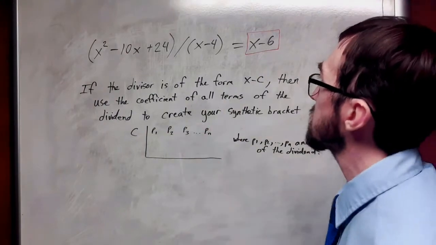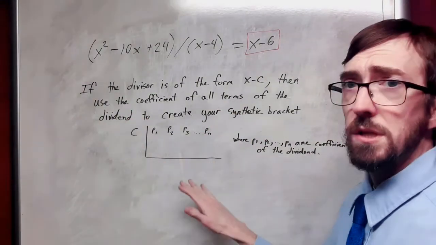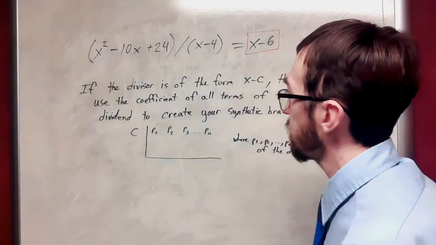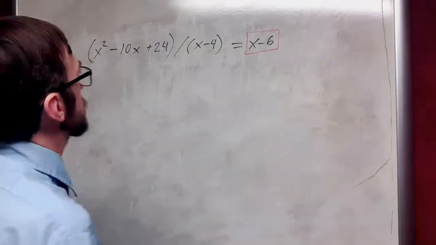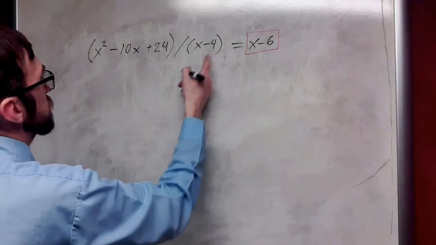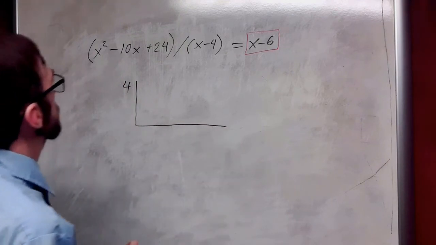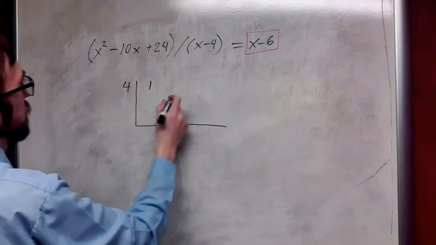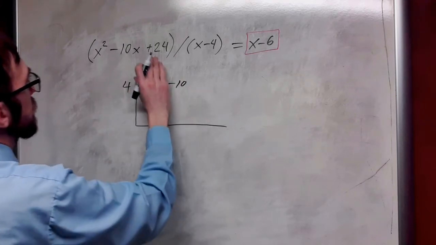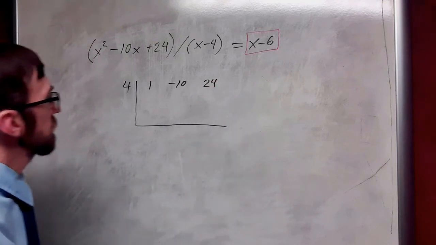So this is what we're starting with as the idea, and our division bracket is kind of upside down compared to the last version that we did. Let's create this synthetic division. The c value is 4. It's going on the outside, and I create my bracket. My first coefficient is 1. My second coefficient is -10. And my third coefficient is 24.